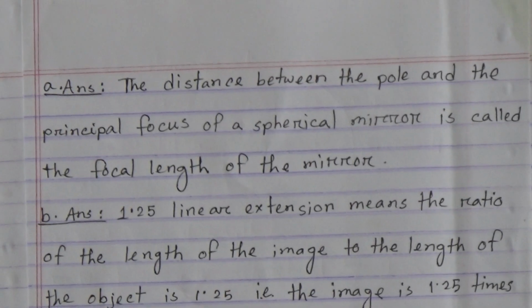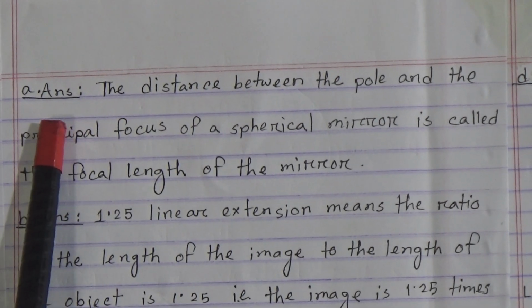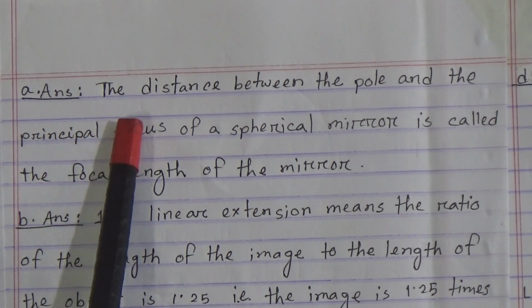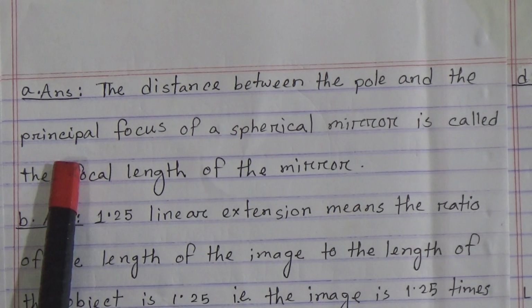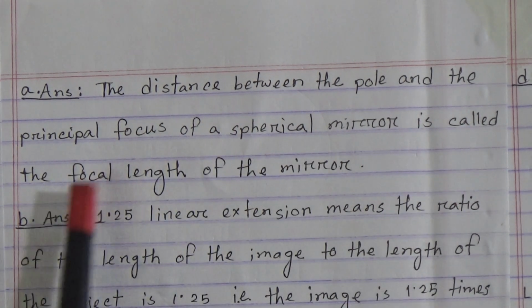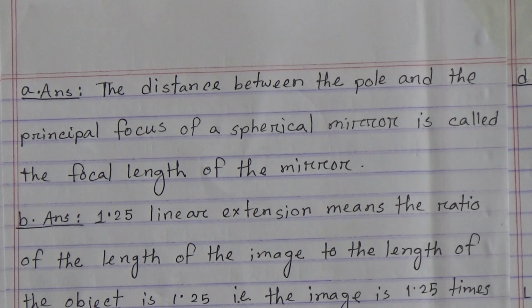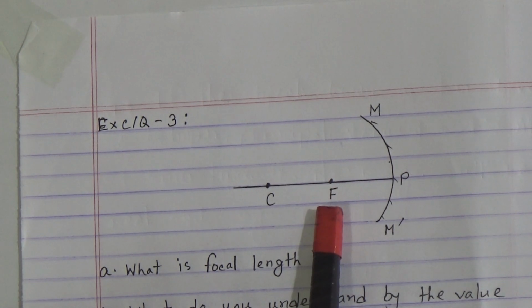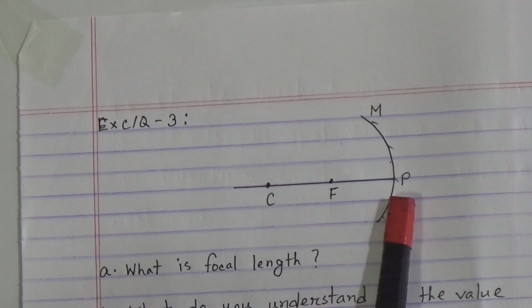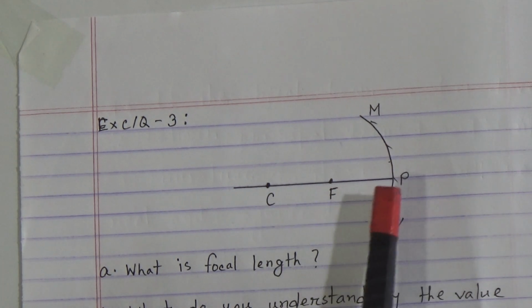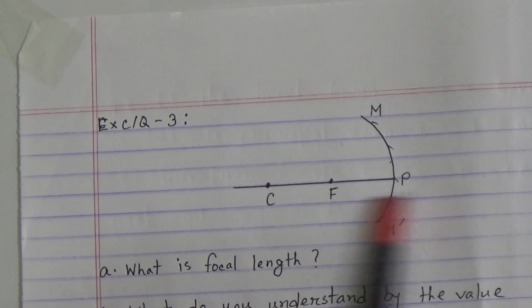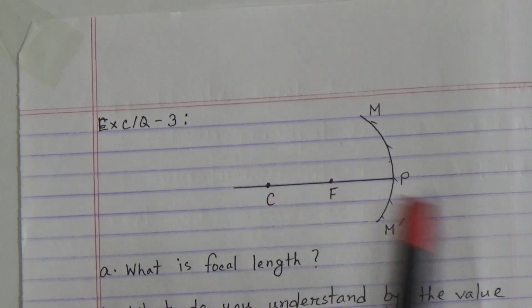Question number A, what is focal length? So, I think all of you have already learned this definition. Focal length means the distance between the pole and the principal focus of the spherical mirror is called the focal length of the mirror. Now, let's see the figure. The distance between the pole and the principal focus of a spherical mirror, that means F. So, this distance is the focal length. I am repeating, the distance between the pole and the principal focus of a spherical mirror is called focal length. That means in figure PF is focal length.